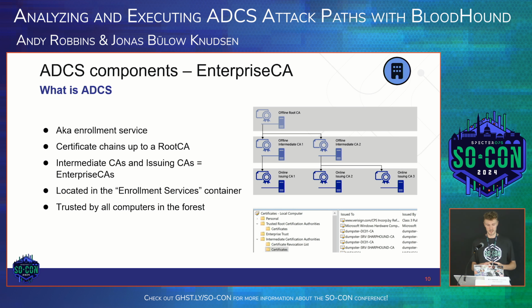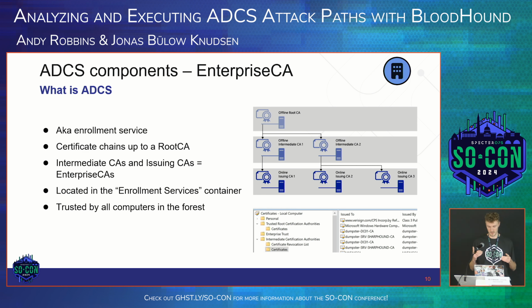So enterprise CAs are also known as enrollment services in the ADCS terminology, and they will always chain up to a root CA. You might also be familiar with the terms intermediate CAs or issuing CAs. That's all enterprise CAs in ADCS. So you could have a 3-tier PKI hierarchy as in the screenshot here to the right. You have a root CA, then a level of intermediate CAs, and then issuing CAs. The issuing CAs and intermediate CAs are all enterprise CAs, and that's where you can obtain a certificate from.